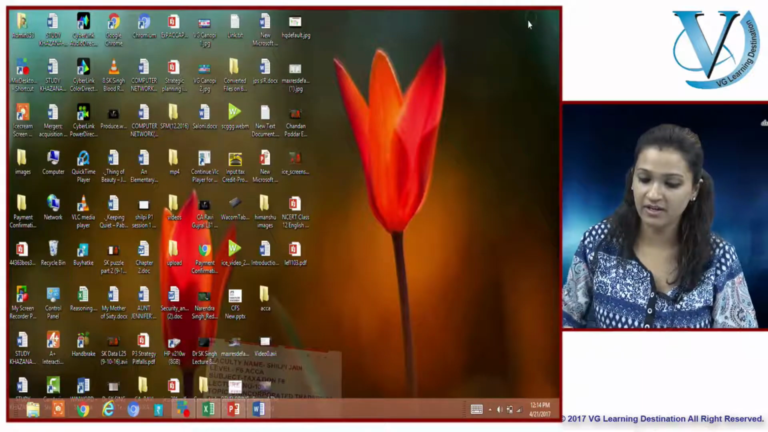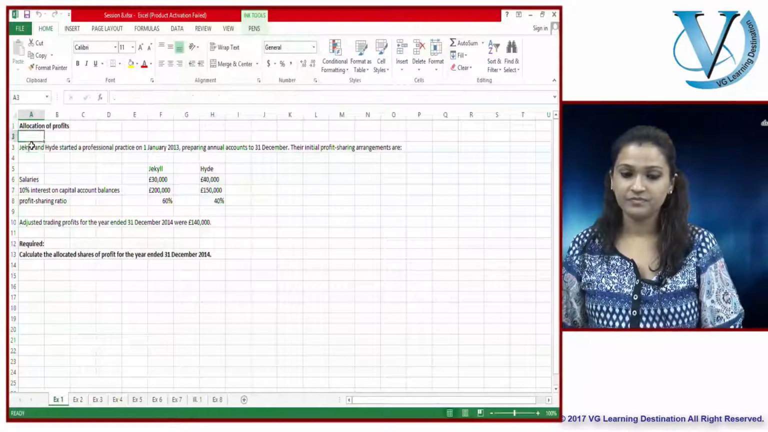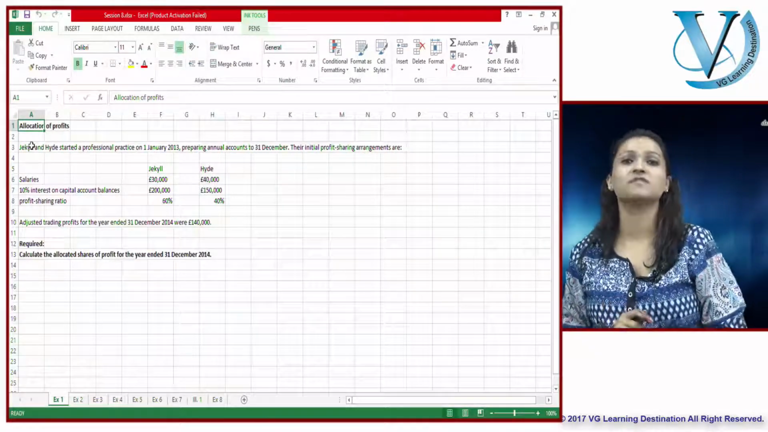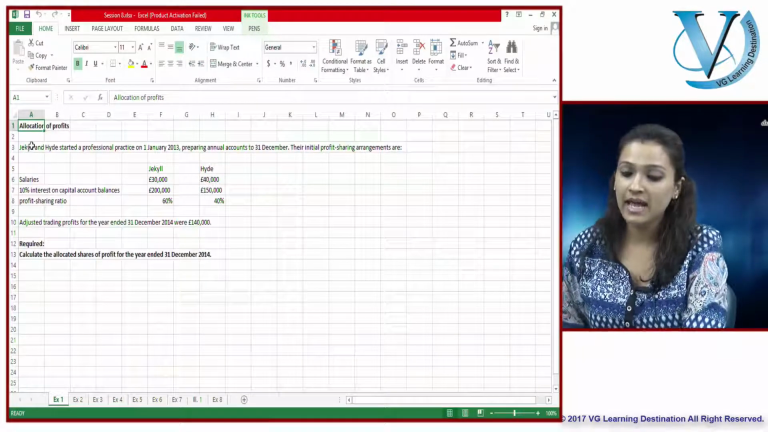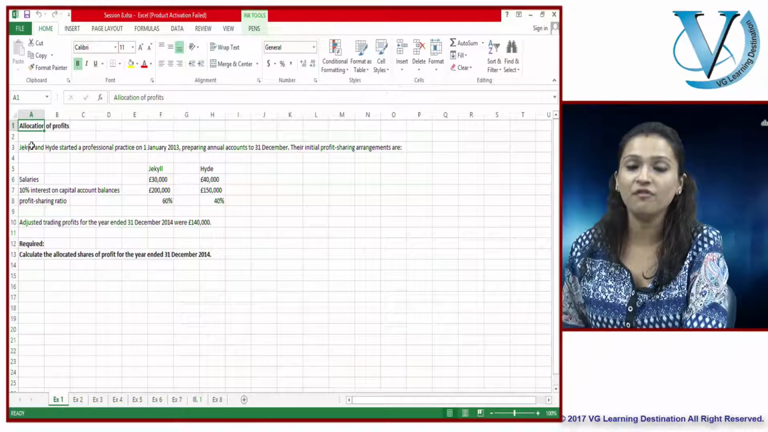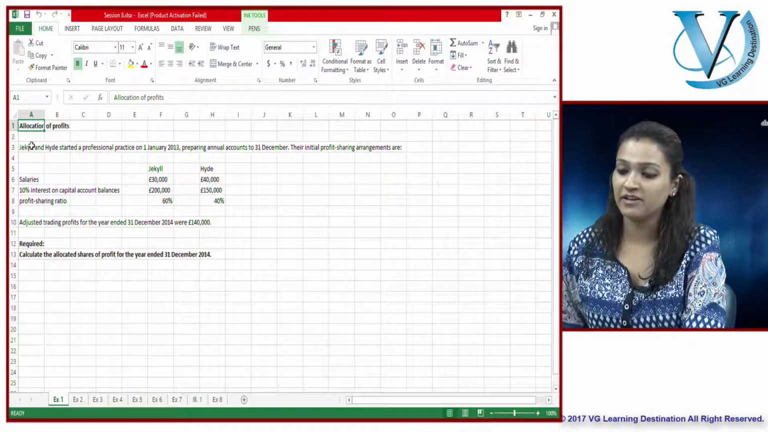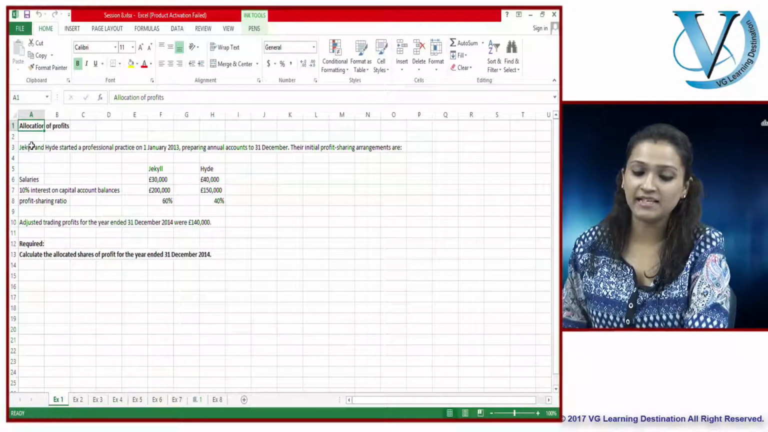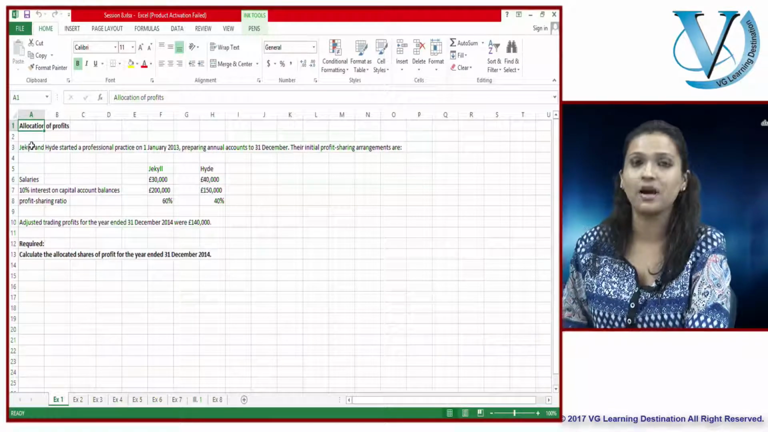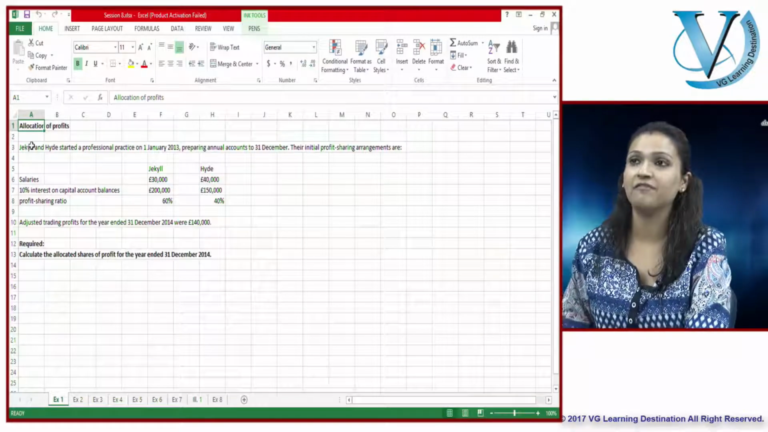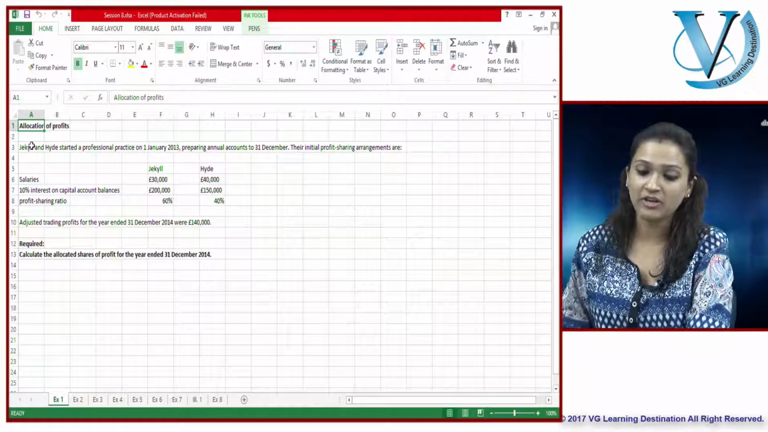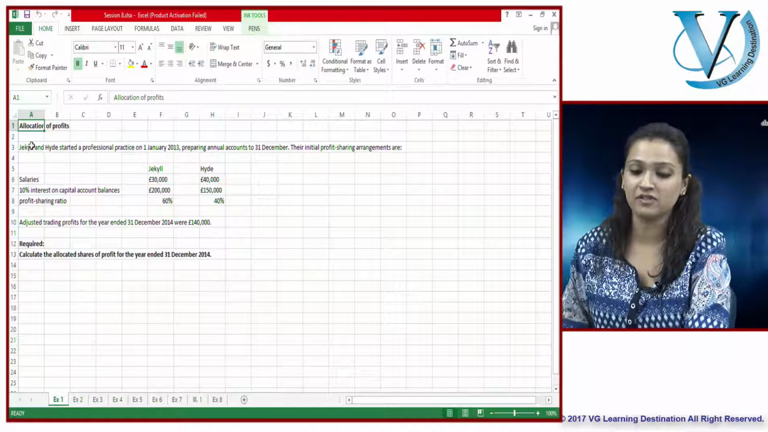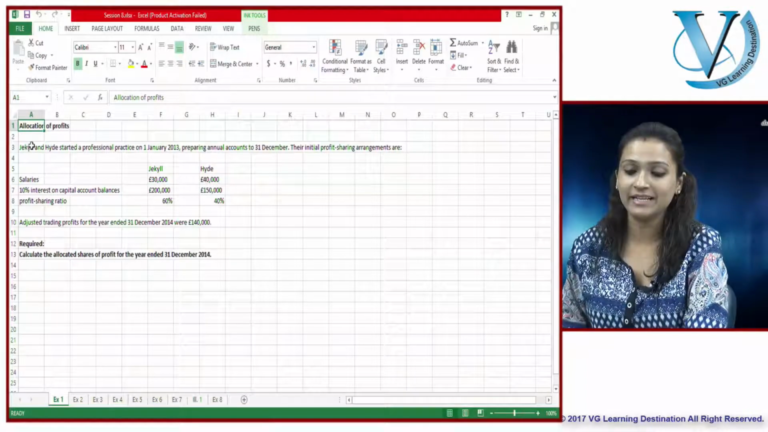Right, so what do we have here? Jekyll and Hyde started a professional practice on the 1st of January 2013, preparing annual accounts to 31st of December. Their initial profit arrangements were salaries of 30,000 for Jekyll and 40,000 for Hyde, 10% interest on capital account balances, the capital account balances being 200,000 and 150,000 pounds. Profit sharing ratio is 60-40. Adjusted trading profits for the year ended 31st of December were 140,000 pounds.